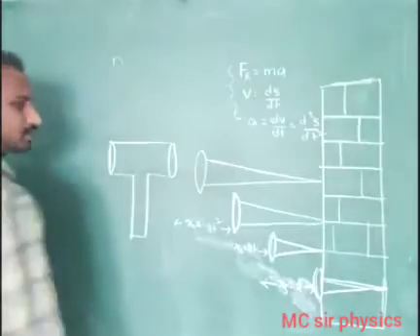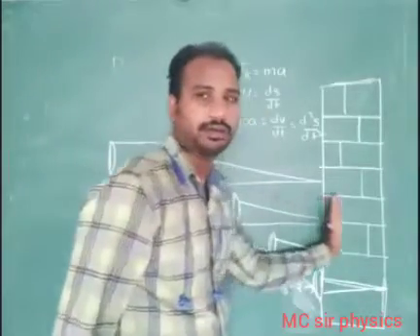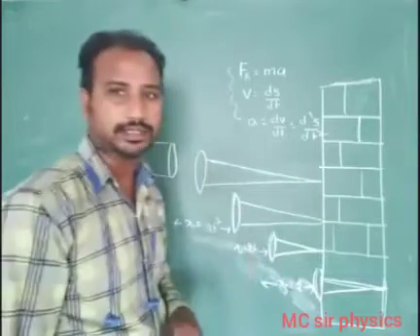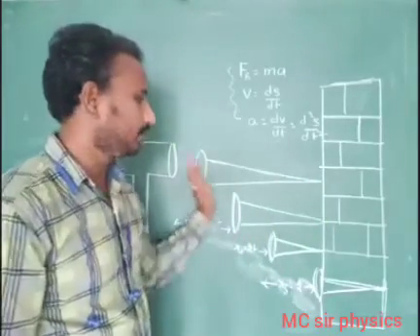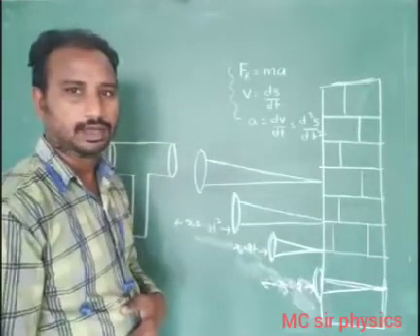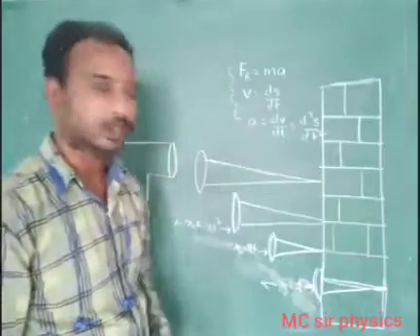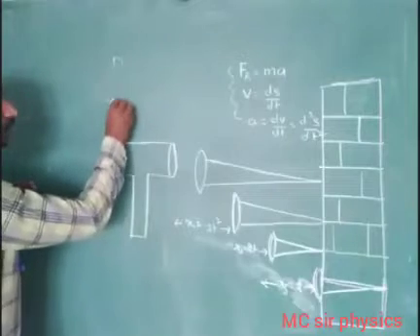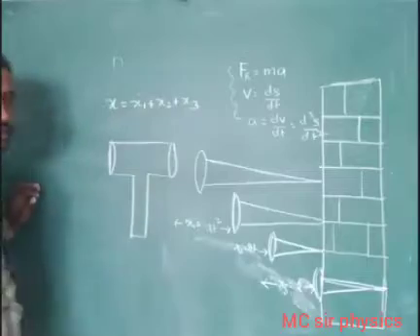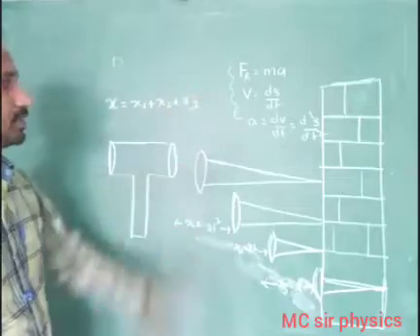We have to hit this nail strongly, then the displacement gradually decreases with respect to time, meaning the length of the nail gradually decreases with time. Yes or no? Here the nail moves into the wall with respect to time. Find out the total displacement. X is equal to x1 plus x2 plus x3. What is the total displacement of the nail?